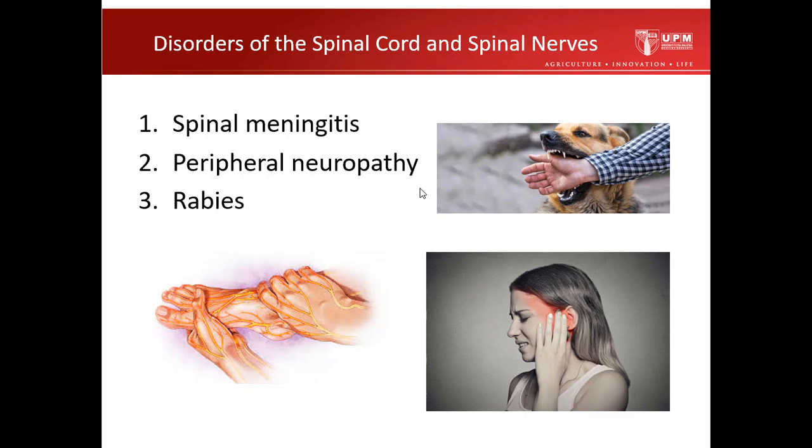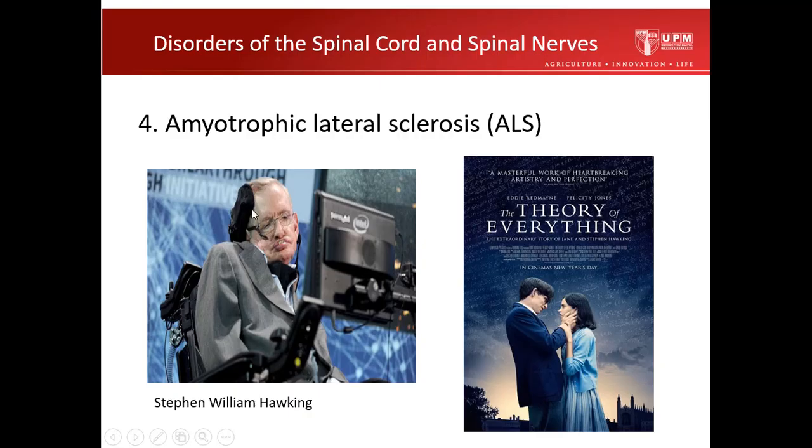Next is amyotrophic lateral sclerosis, or in short ALS. So ALS is a progressive nervous system disease that affects nerve cells in the brain and in the spinal cord, causing loss of muscle control. In other words, when the motor neurons are damaged, they stop sending the message to the muscle, so the muscle cannot function.